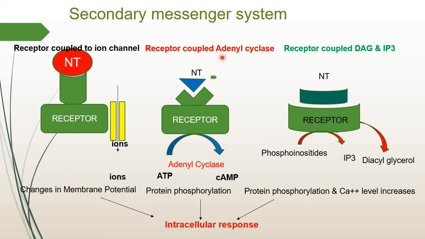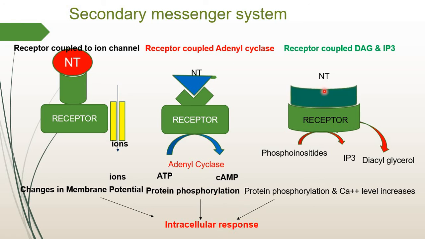Regarding the receptor coupled with the adenylyl cyclase system, if it is stimulated, what happens? The neurotransmitter comes and attaches with the receptors, having a positive effect on the adenylyl cyclase system, and ATP is converted into cyclic AMP. Consequently, protein phosphorylation happens at the cytosolic level, and this leads to an intracellular response.